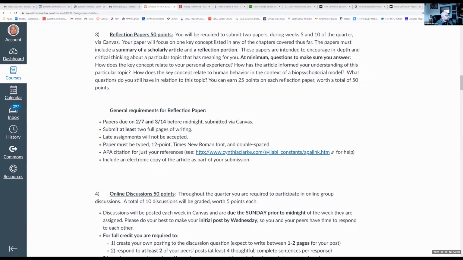The papers must include a summary of a scholarly article and a reflection portion. Those are the two main big sections that you'll want to be thinking about. The summary of the scholarly article is going to be just that. You're going to go and find a scholarly article. If you're not sure where to go for that, the library is a great resource. If you go to the library database, they have a whole database of all kinds of articles.